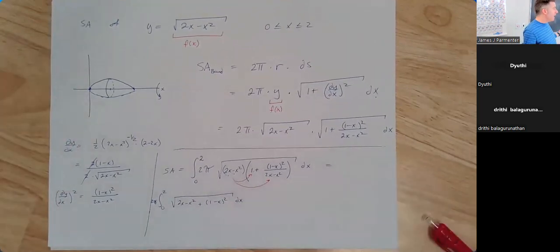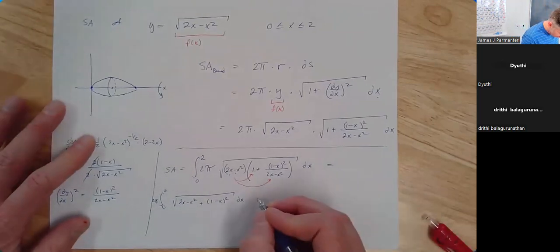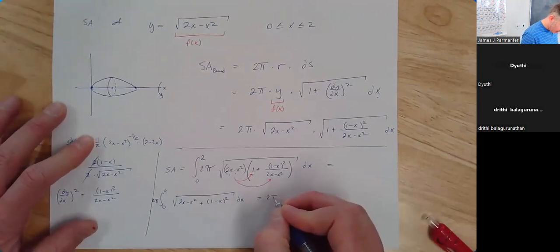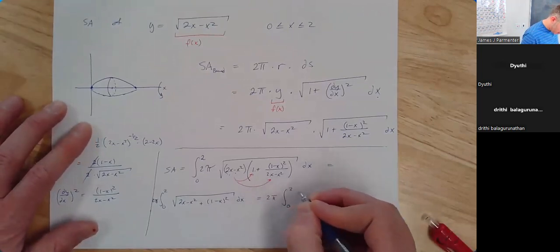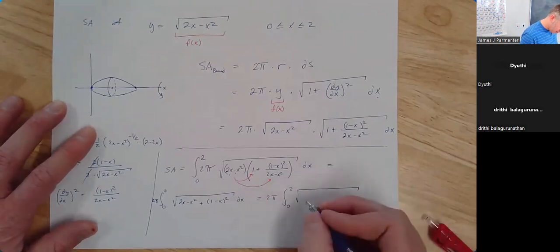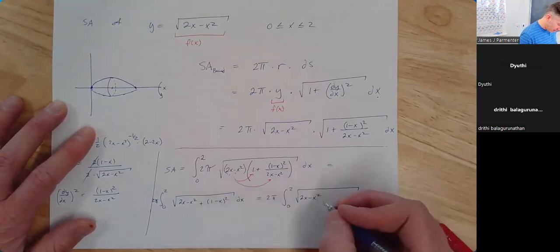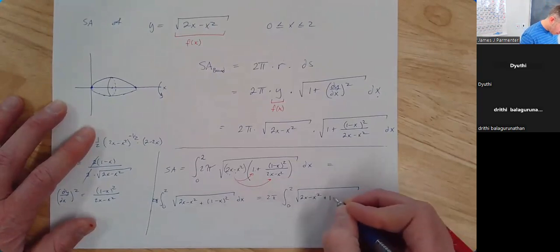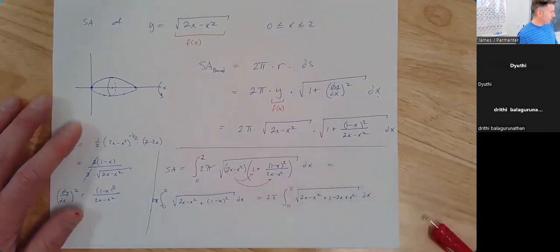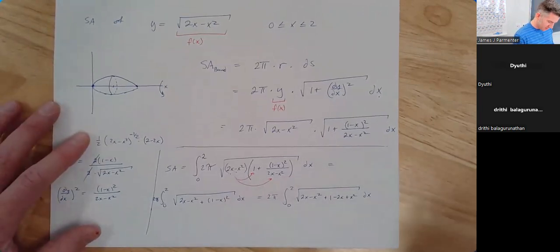I will say these surface area problems get messy. There's kind of no way around it. So if we do this, we get 2 pi times the integral from 0 to 2 of the square root of 2x minus x squared. And 1 minus x quantity squared is 1 minus 2x plus x squared. Here's where it seems extra dumb. Look at what cancels.